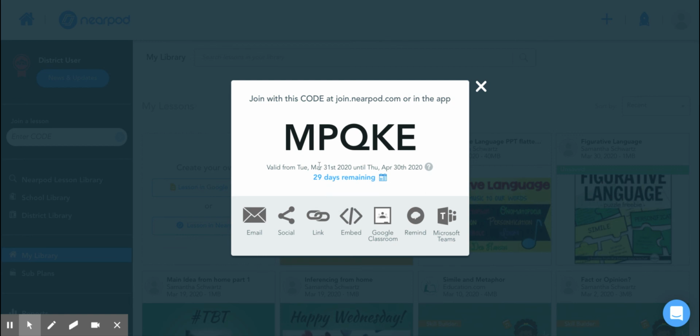So the code is MPQKE if you want to do the Nearpod as a review to help you with your assignment.